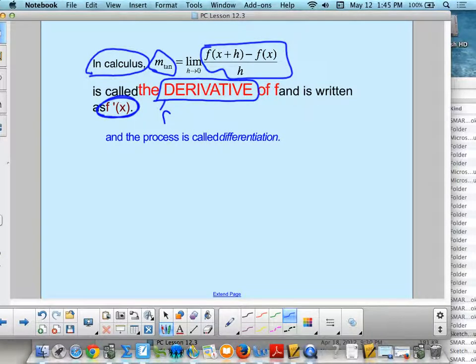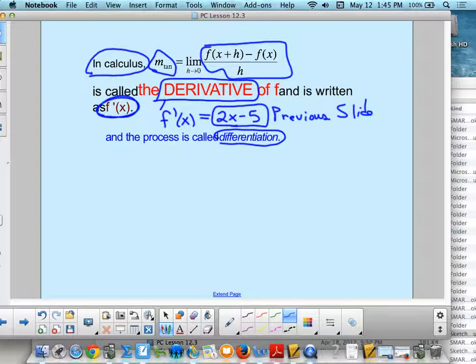So here's the deal. If I go f prime of x, from the previous slide we just did, what was the derivative? 2x minus 5. So from the previous slide, the derivative, which is f prime of x, is 2x minus 5. And the process is called differentiation. If you ever get into calculus, you'll hear or read this word, and all it says is find that derivative.